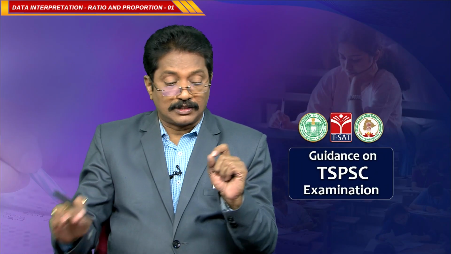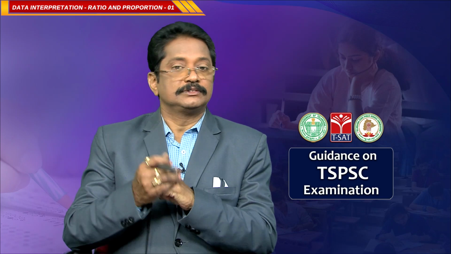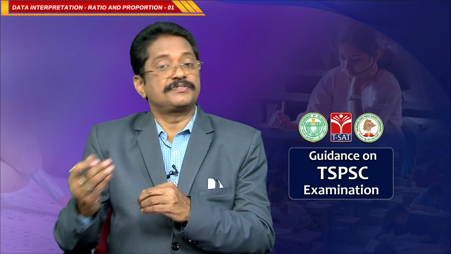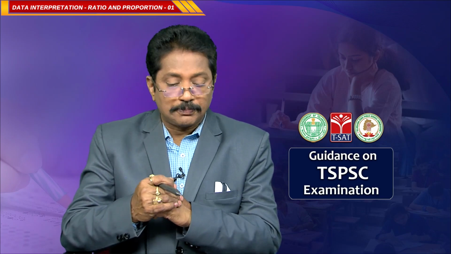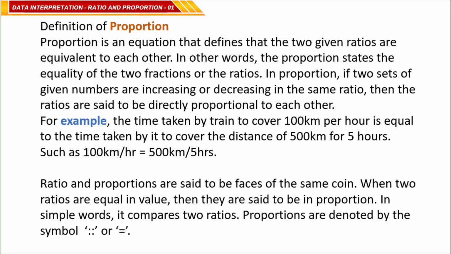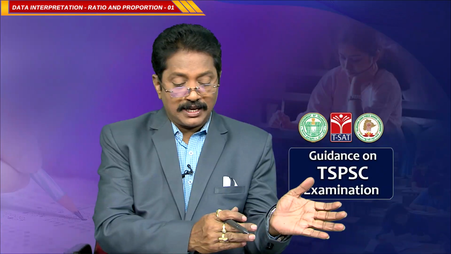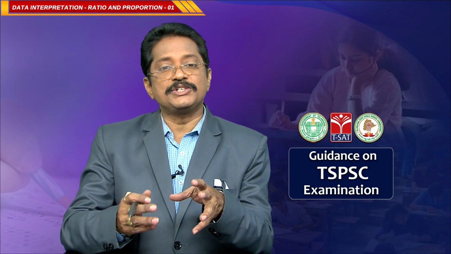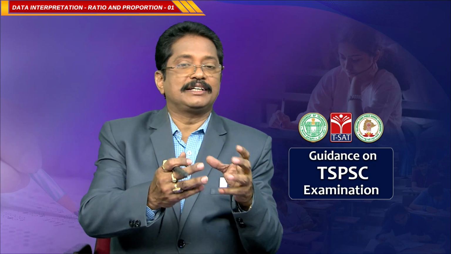Okay. Now, what is the definition of proportion? So, about ratios, I gave a little idea. Now, shifting to the proportion. The proportion is an equation that defines that two given ratios are equivalent to each other. When A is to B and C is to D are both equal, then A is to B is in proportion to C is to D. So, I will give a small example.